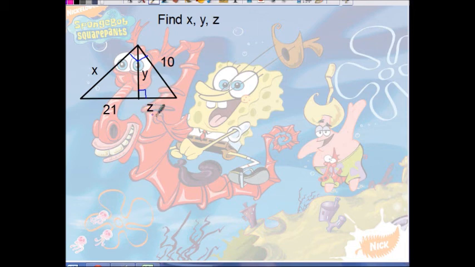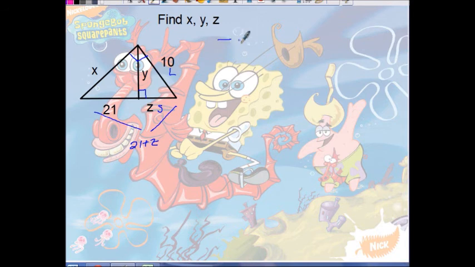If I try and solve for z, I have another option. It's a segment adjacent to my leg of 10. So let's try that out. Here we go. 10 is my leg. This is my segment that joins it, and the overall hypotenuse is 21 plus z. So here we go, let's set it up.